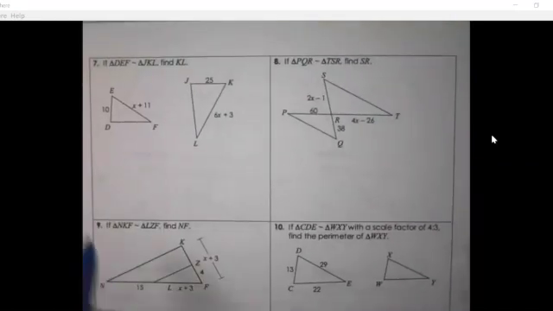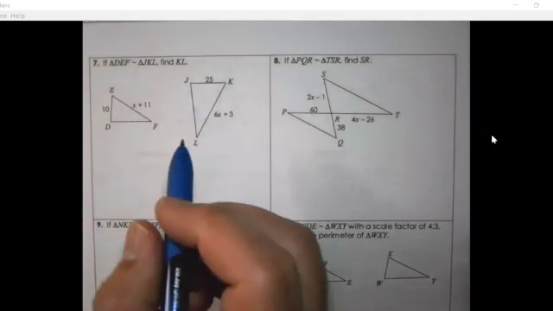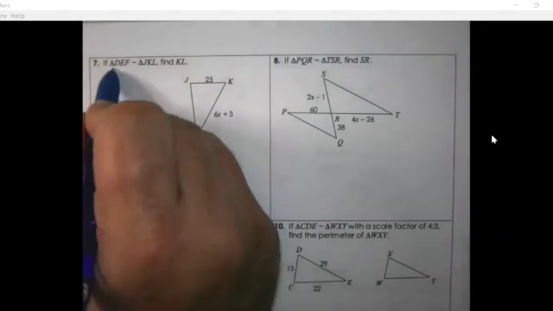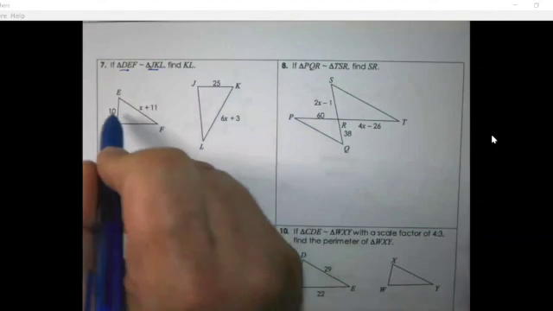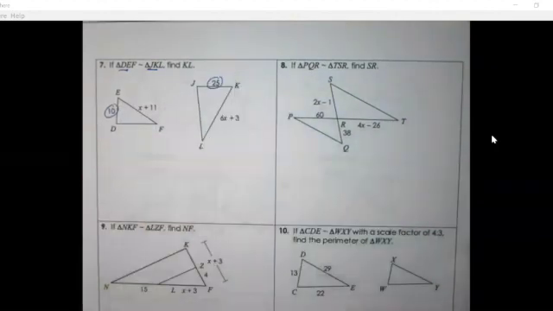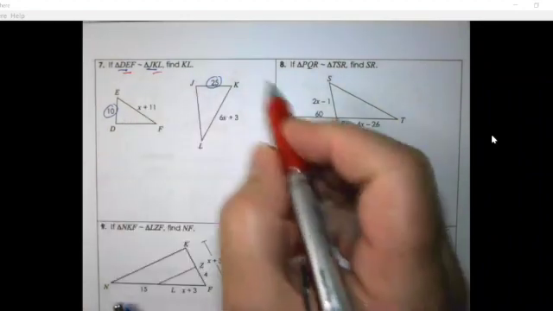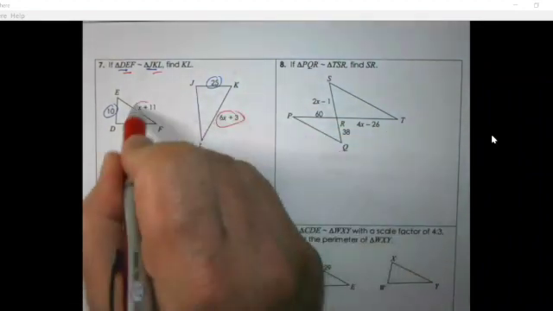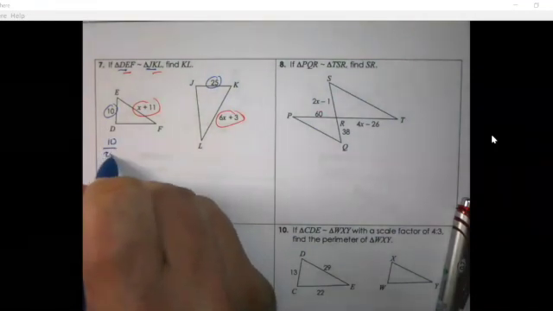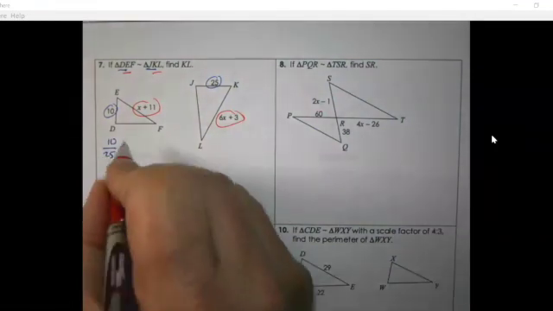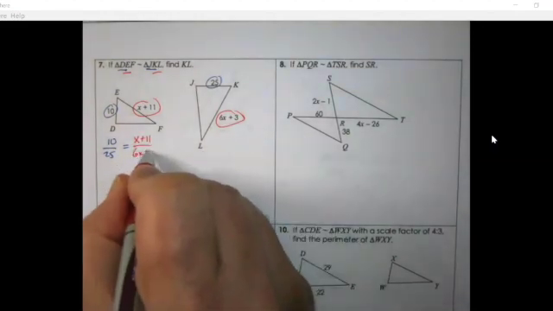Two similar problems. I'm given the triangles are similar. That gives me my similarity statement. So ED or DE has to match up with JK, and EF has to match up with KL. So 10 is to 25 as x plus 11 is to 6x plus 3.